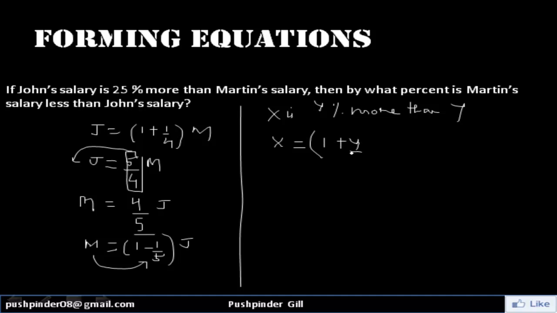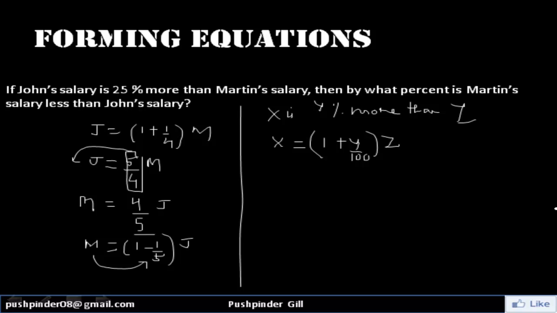I hope you have understood this, because we have done it in the previous slides, that you can easily calculate it if someone gives you this kind of statement. So X is Y% more than Y. Let's call it X is Y% more than Z. So it comes out to be like this, right?